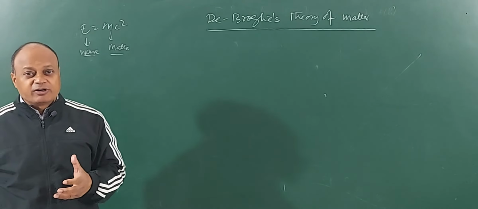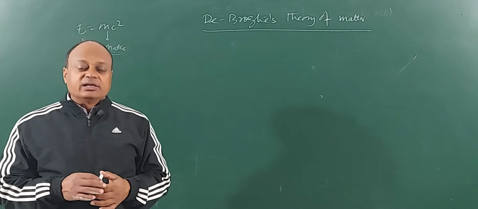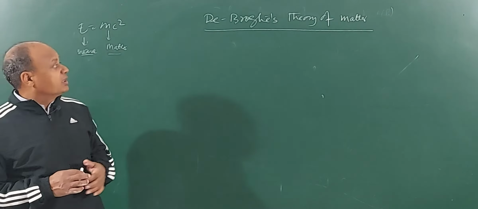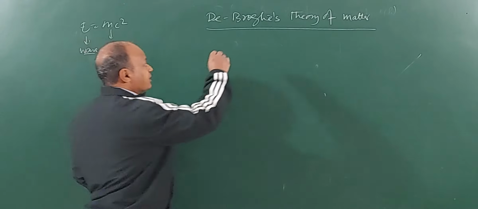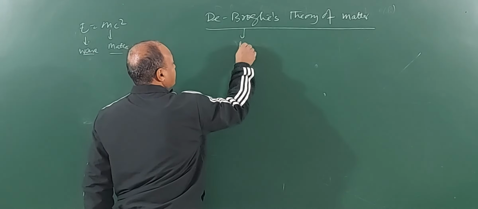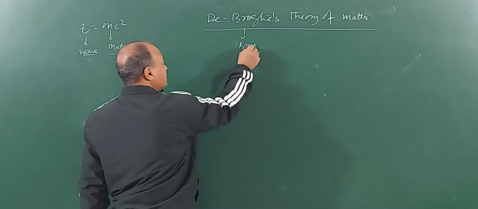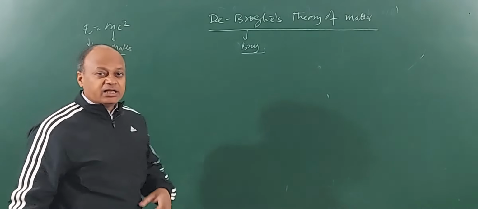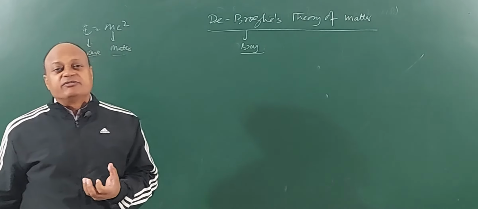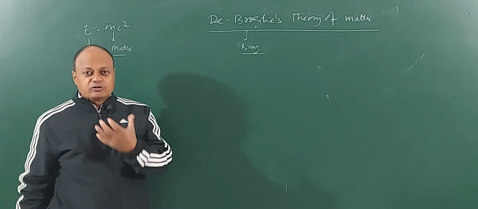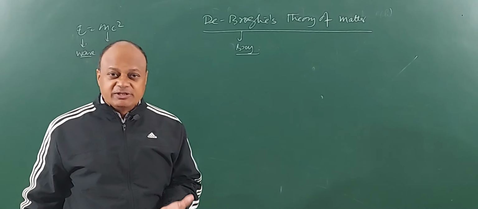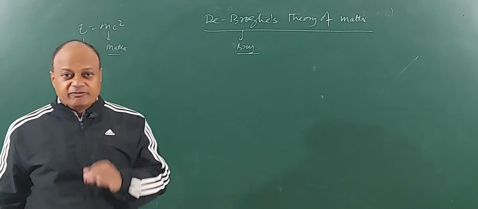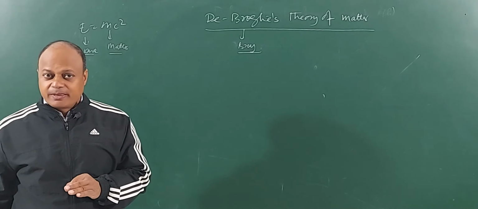So, if you try to find out whether you are also a wave, then according to Louis de Broglie's theory, we write de Broglie, but we read this as Louis de Broglie, B-R-O-G-L-I-E. According to Louis de Broglie's theory, every matter is a wave. So, I am also a wave, you are also a wave. But the question is, can our wavelengths be determined? Because every wave must have a wavelength, right?